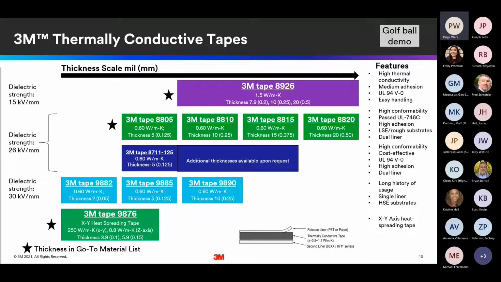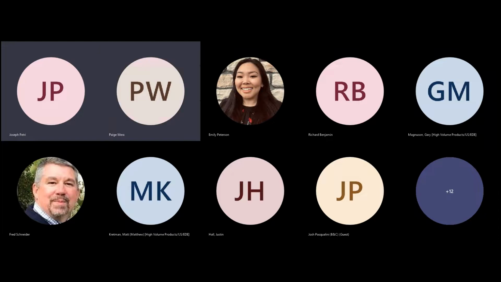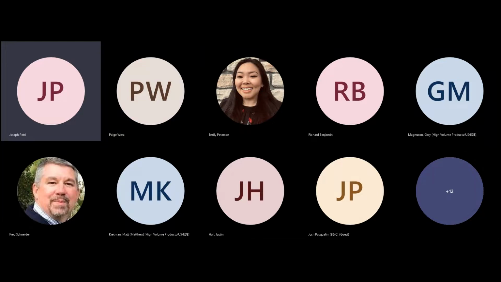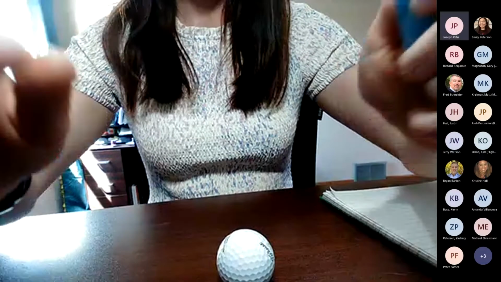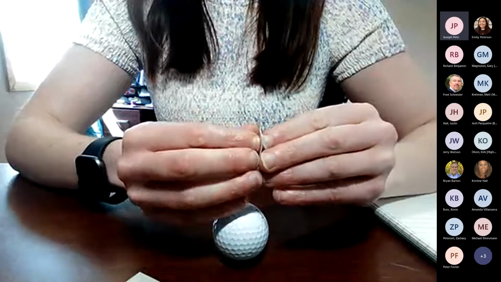So I'm actually going to turn my camera back on, and I'm going to do a little demo for you. Paige, while you're pulling that together, a question came up about the heat transfer coefficients of these materials. This chart is pretty good. The 88 series, 8805, 8810, 8815, 8820, has very high adhesion, and you'll see in this demo why it has such good adhesion. But the thermal conductivity is about 0.6 watts per meter Kelvin.